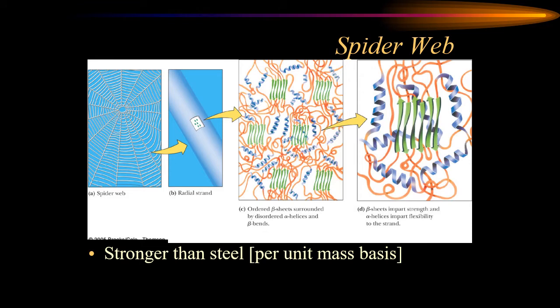Okay, but how about the spider web? It's the same. No, it's still a combination of the beta sheets, the alpha helices, and some random coils. So this is a very good combination because you can have strength due to the beta sheets, and then you can have the flexibility due to the alpha helices.